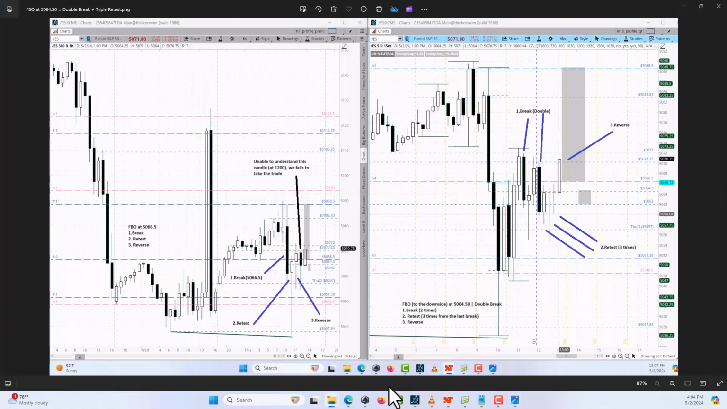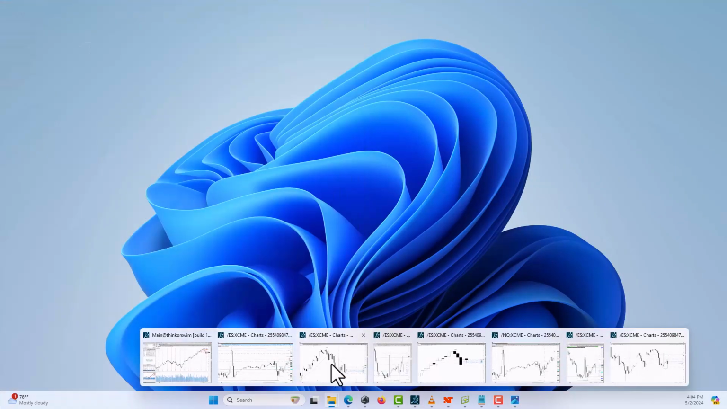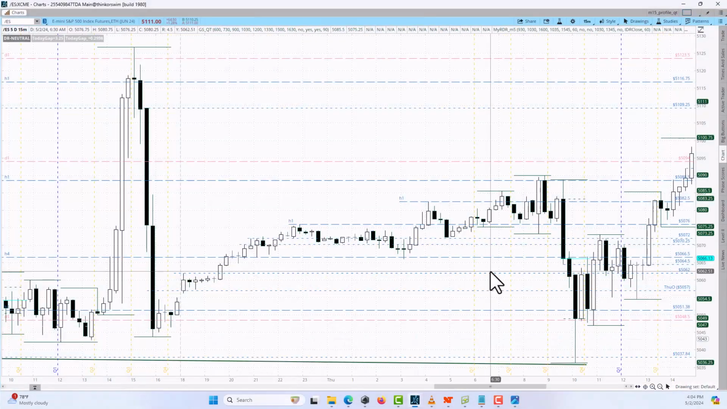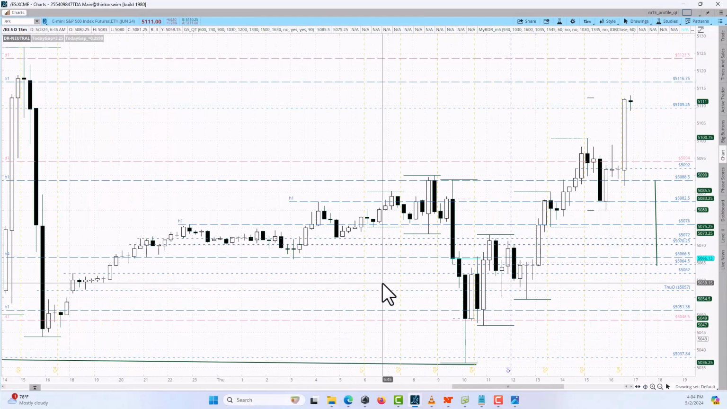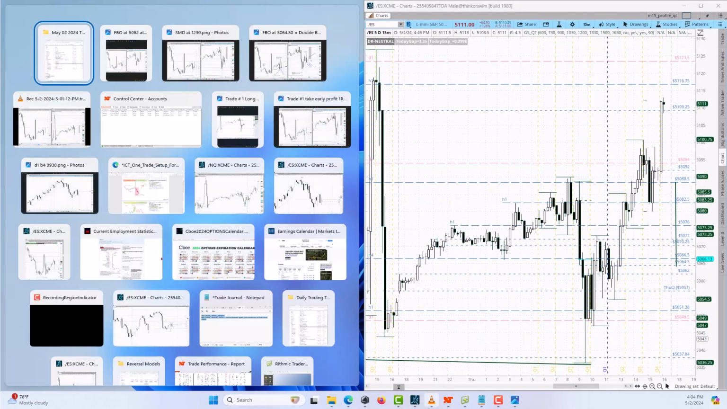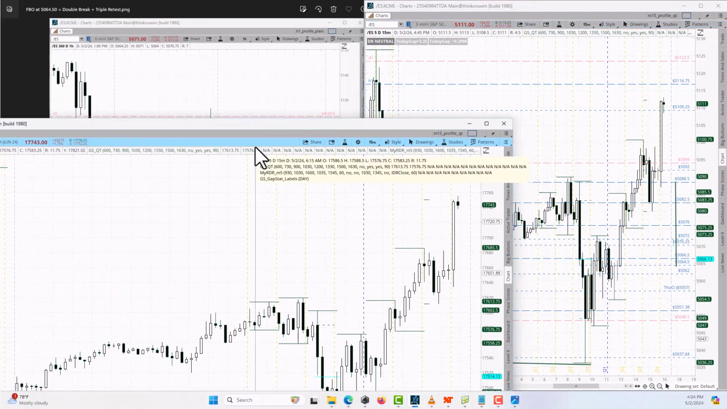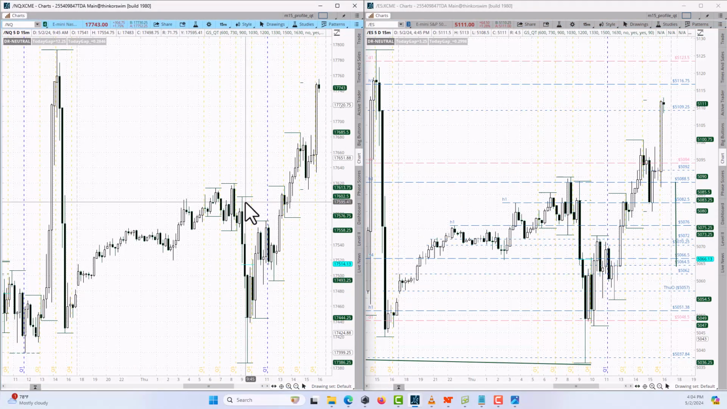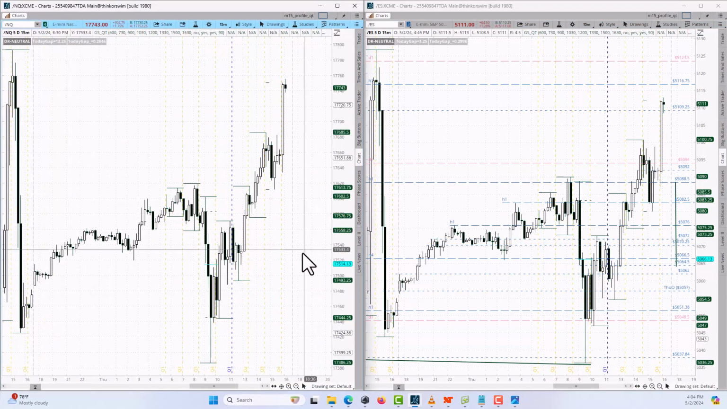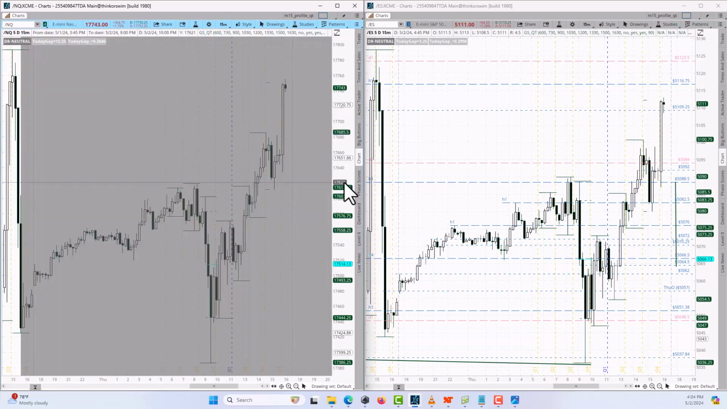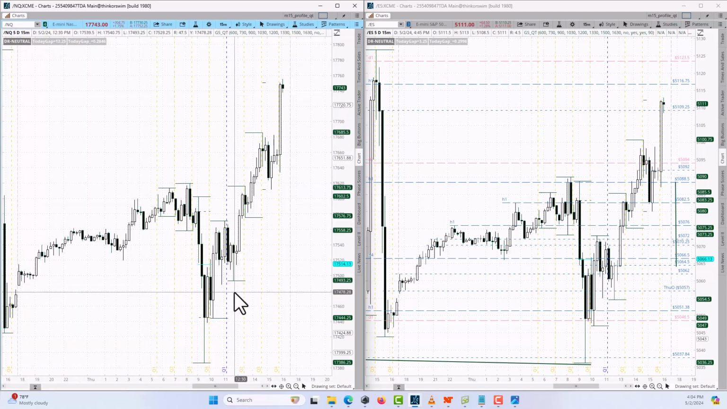So hold on, let's redo the screenshots real quick. Do we have a smart money divergence at 12:30? I think we messed up our screenshot. Let's compare and double check now. So yeah, we did.